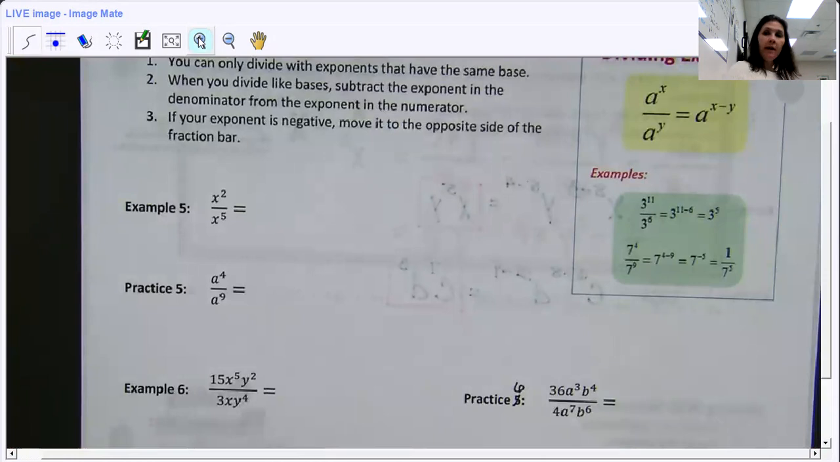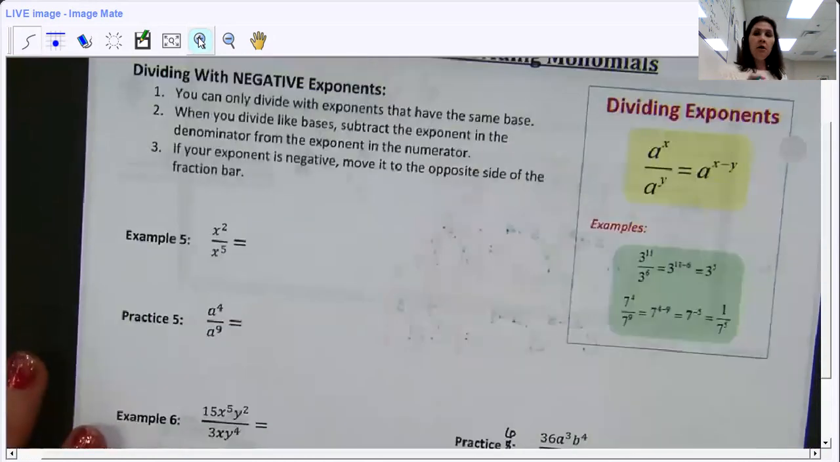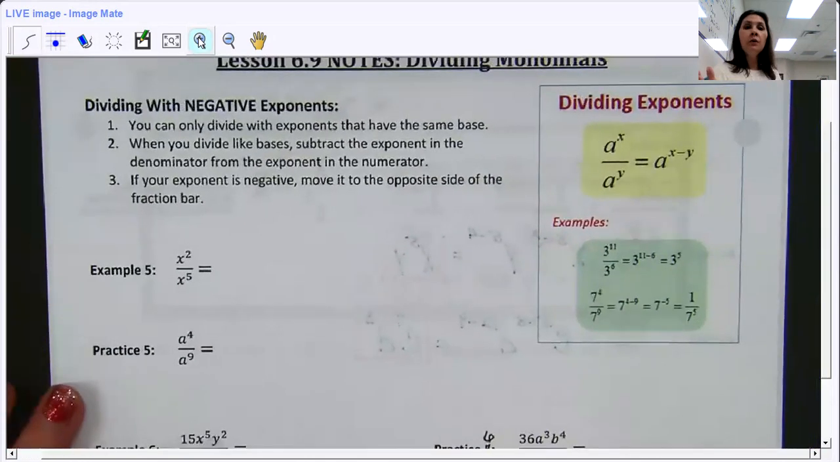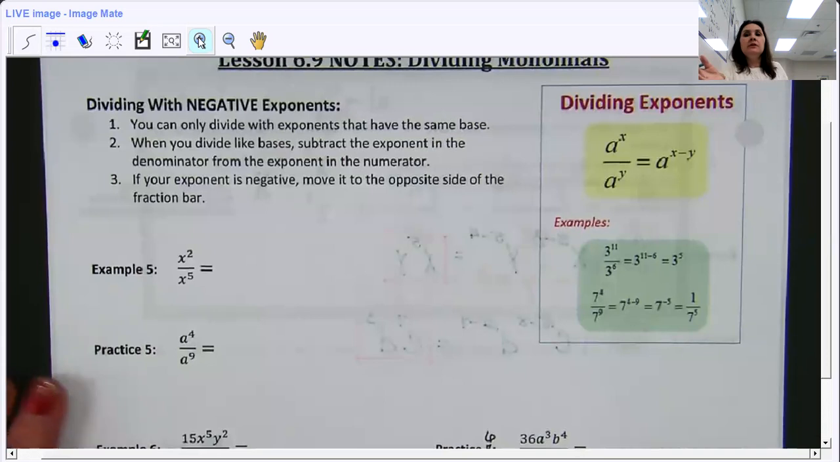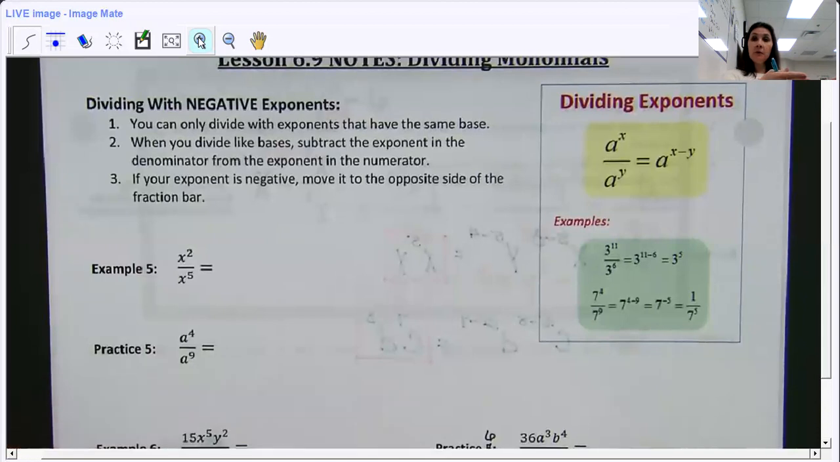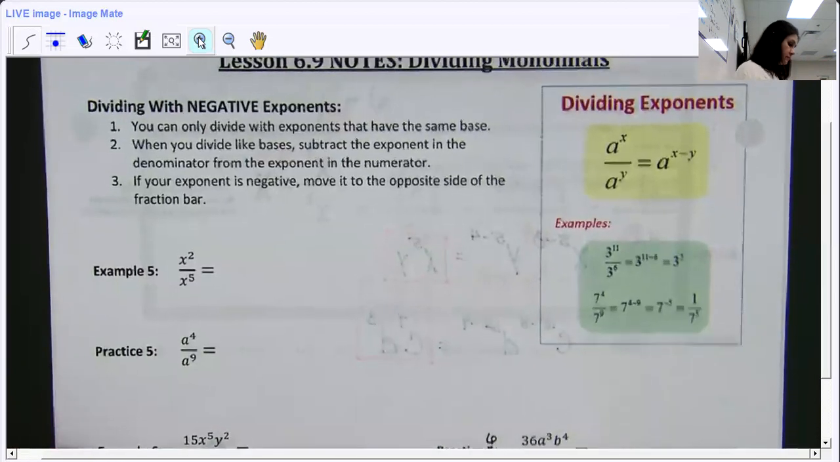Now the question is, what happens if when you subtract the exponents, you end up with a negative? Based on our prior knowledge, we've learned that we can't have negative exponents. So you have to move it to the other side of the fraction bar. If you have a negative exponent in the numerator, you move it to the denominator and it becomes positive. If you have a negative exponent in the denominator, you move it to the numerator and it becomes positive. So let's look at how this works.